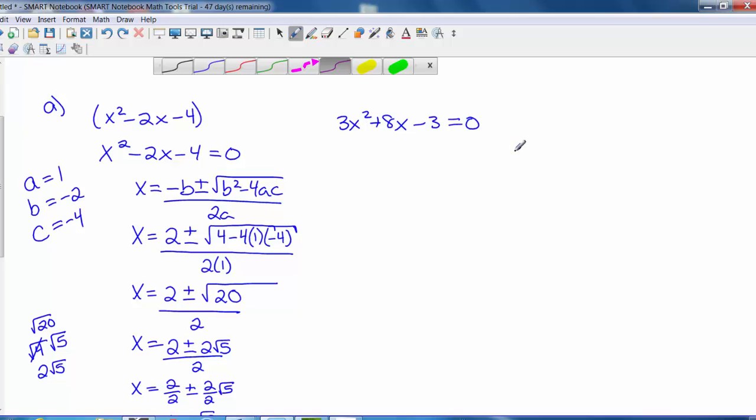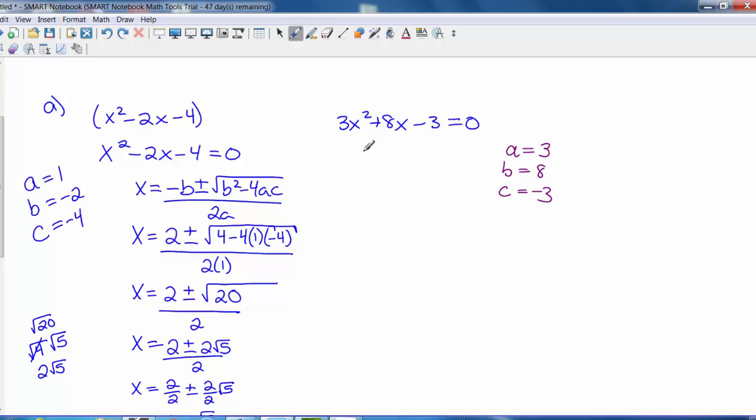So I'm going to do quadratic formula again. My a value is 3, my b is 8, and my c is negative 3. So we're using the same formula, same quadratic formula. X equals, so negative b would be negative 8, plus or minus the square root of b squared, so 8 squared would be 64, minus 4 times my a value, which is 3, times my c value, which is negative 3, all over 2 times 3.